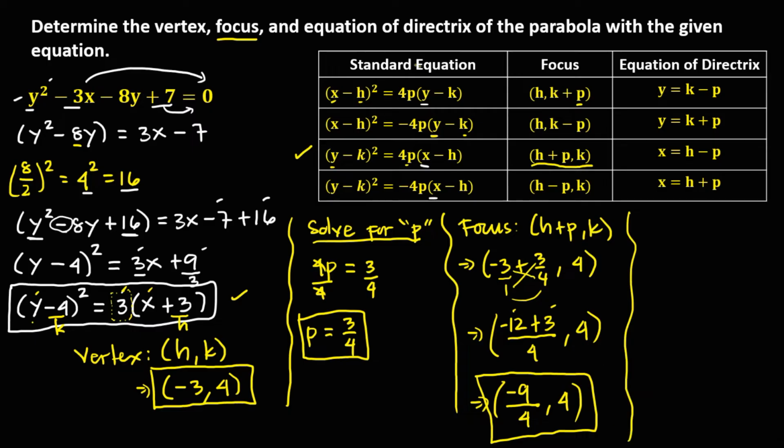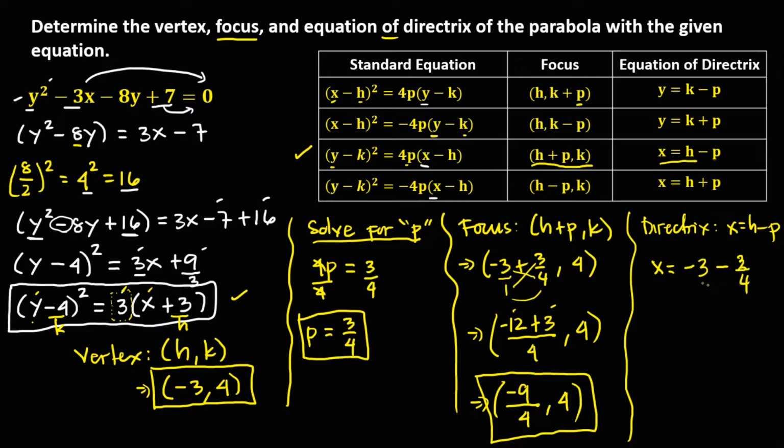Then for the last one, the equation of directrix. To solve for the equation of directrix, we use this formula: x is equal to h minus p. So we have now x equals h, which is negative 3, then minus p, which is 3 over 4.